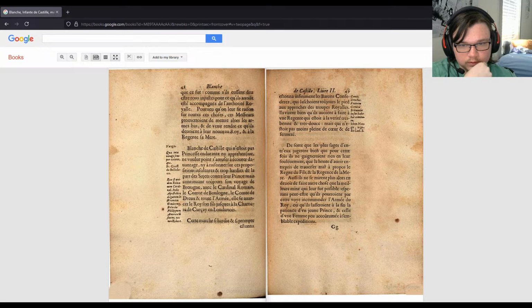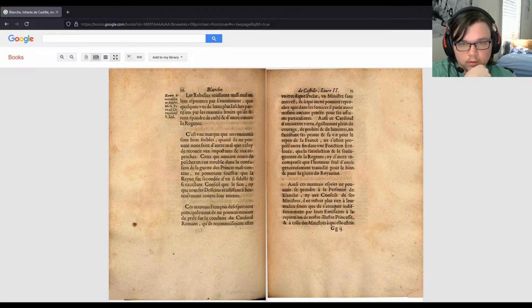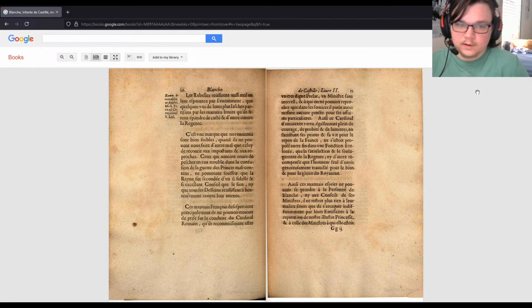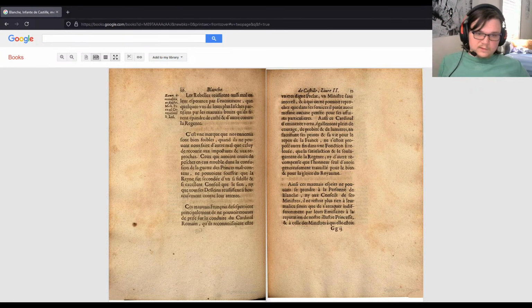Cardinal, Barcelona process. Cardinal. Okay, this is talking about an attempt to overthrow her during this time.